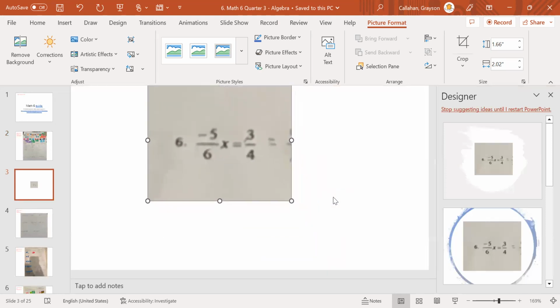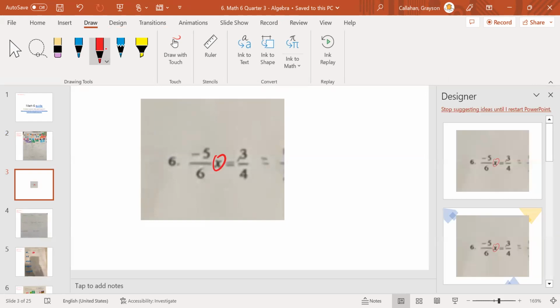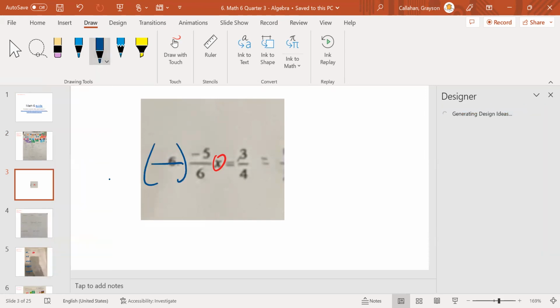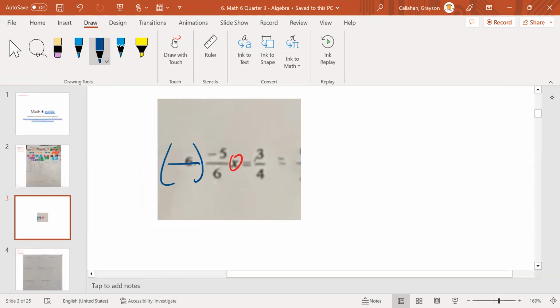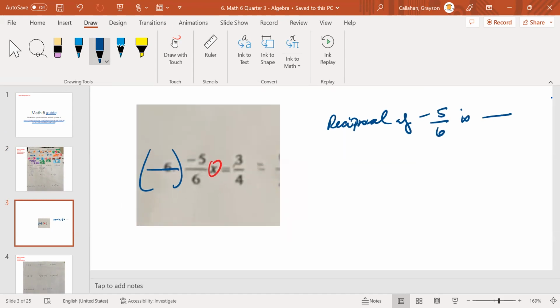Okay, so for number 6, you see the x right there on the left side? So you want to get rid of all the numbers with the x on the left side. That's -5/6. So how do you get rid of the -5/6? What do you multiply by? What's the reciprocal of -5/6? You got to flip it. So if you flip it, what would that be? Just -6/5. The negative doesn't matter if it's on top or bottom, it's still a negative.